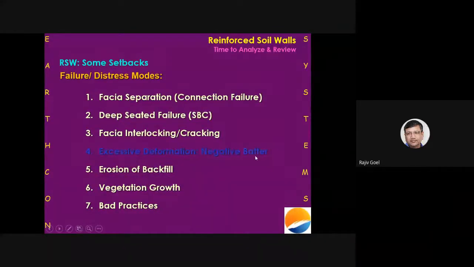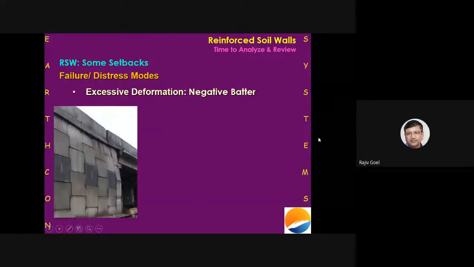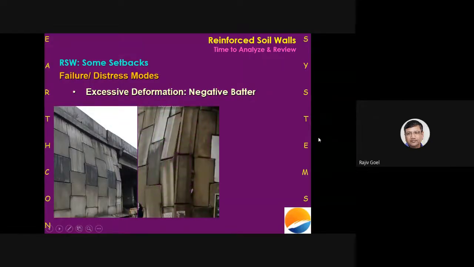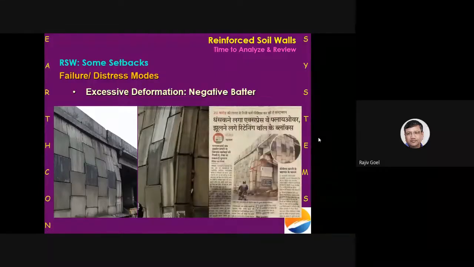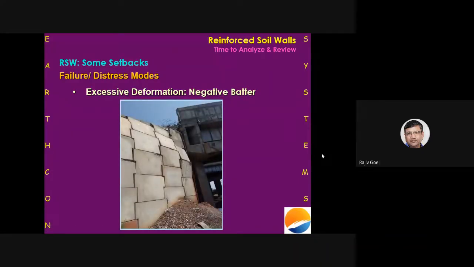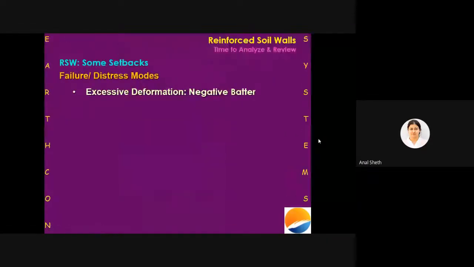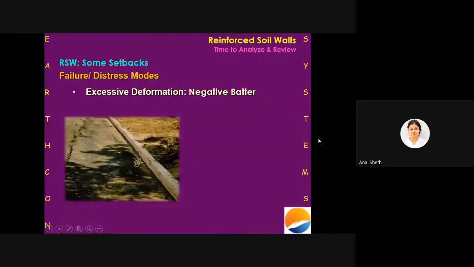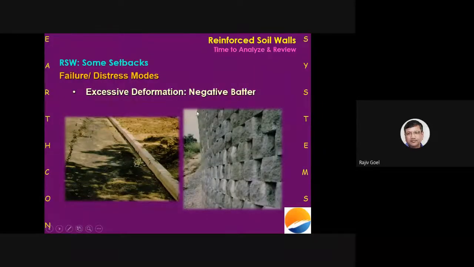Coming to excessive deformation, negative batter, a lot of cases have come up in the recent past. And I'll present to you through some pictures. These are all very recent ones. And mind you, when this kind of problem appears, there is no simple solution. The solution is only that you dismantle it and reconstruct it. These are all examples of excessive deformation, which results in negative batter.